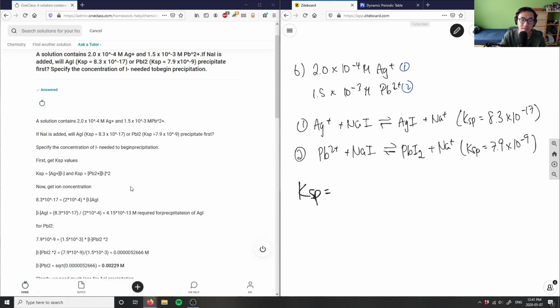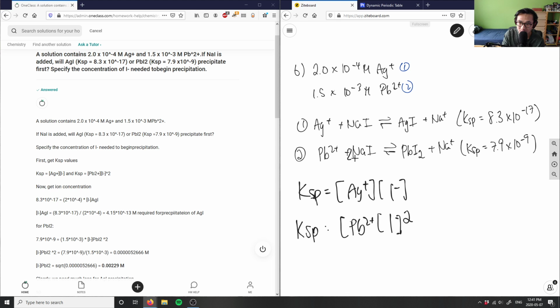What we can do is create some type of equation for us to solve for the concentration of iodide, right? That's what we're doing here. So KSP equals our Ag+ times our I-, and then the KSP for the second will be Pb2+ times I- to the power of 2, because I need 2 iodides here. I have to balance my chemical equation, right? So this here is my KSP for both 1 and 2.